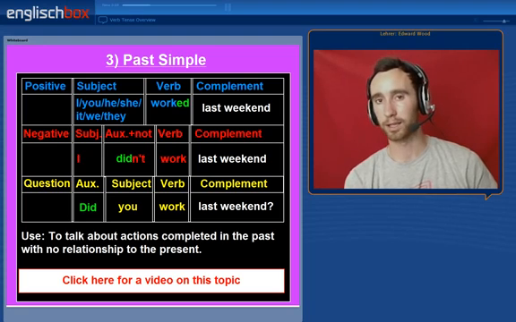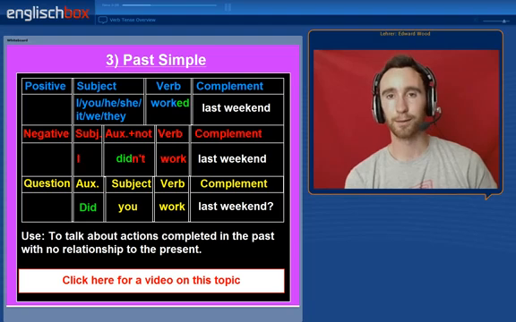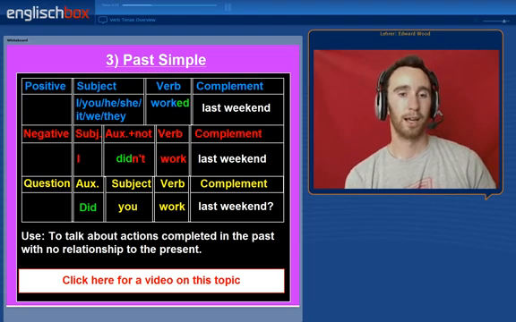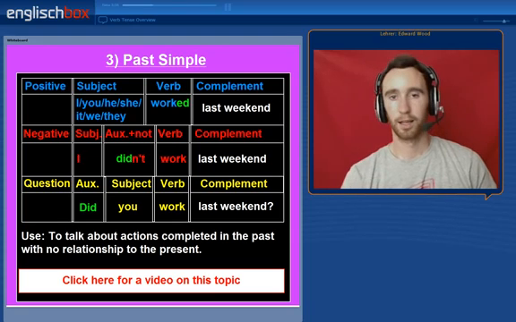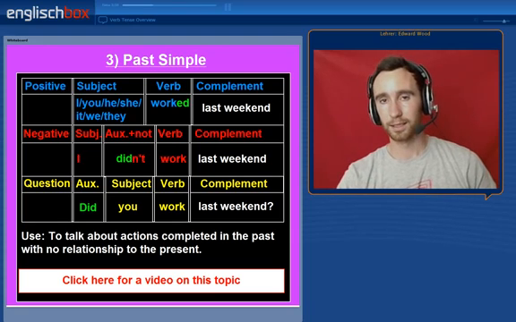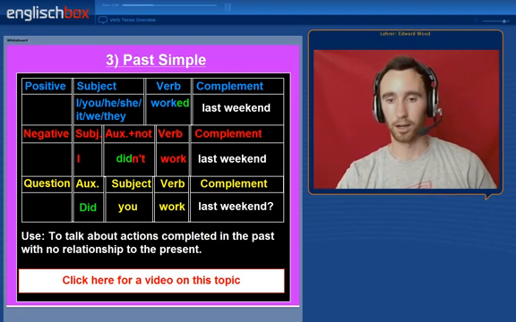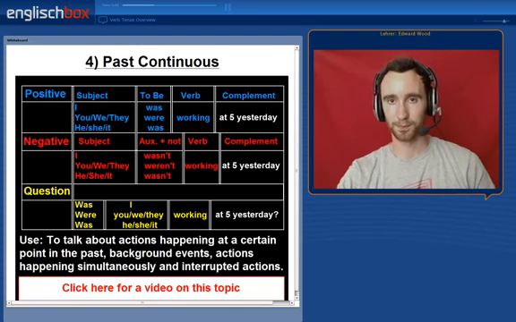I didn't work last weekend. The infinitive is used after didn't. And in a question, the question has to begin with the auxiliary did. Then the subject, then the verb, and then the complement. Did you work last weekend? Okay, this is to talk about actions that are completed and have no particular relationship to the present.